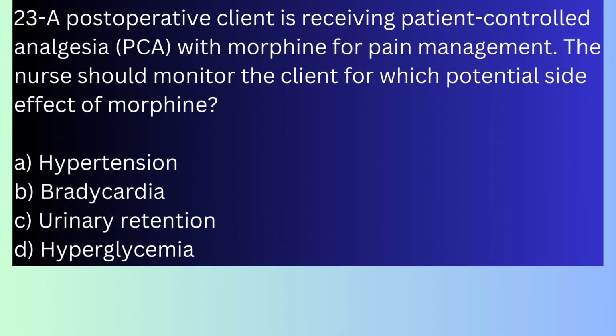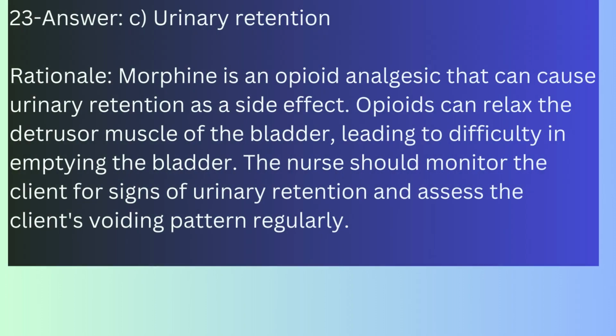Question 23. A postoperative client is receiving patient-controlled analgesia, PCA, with morphine for pain management. The nurse should monitor the client for which potential side effect of morphine? A. Hypertension. B. Bradycardia. C. Urinary retention. D. Hyperglycemia. Answer.